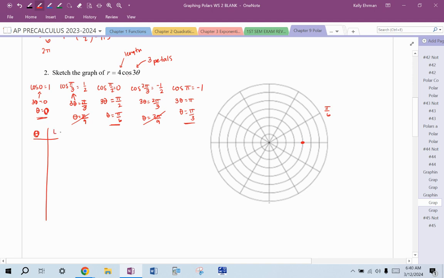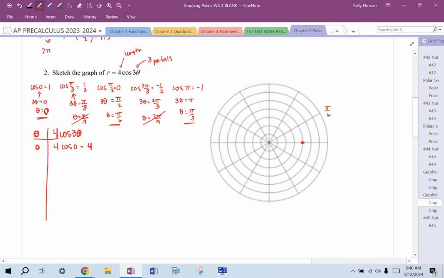So 4 cosine of 3 theta. And we'll talk about some other patterns as we get this graphed. So we always start at 0. That's 4 times cosine of 0, which is 4. Remember, I said that the pattern that we know is that a cosine rose curve starts on the positive x-axis there. So we face 0, go 4.